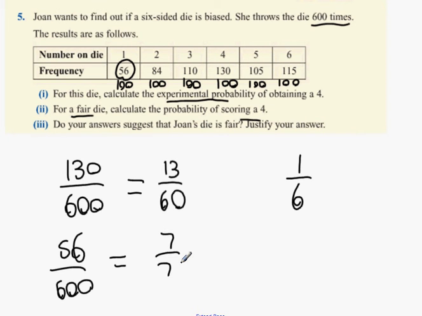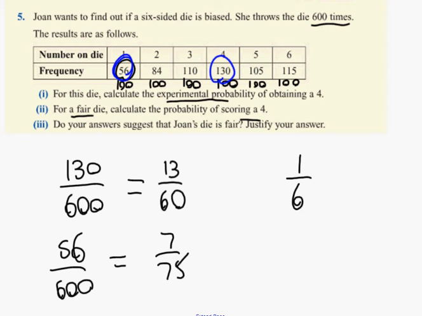So I would argue, on the basis of this result here and this result here, that Joan's dice is in fact biased. It's damaged in some way that's favouring one or two outcomes over the others. Now, there is a chance that it's not biased, but the chance of that happening is minimal.